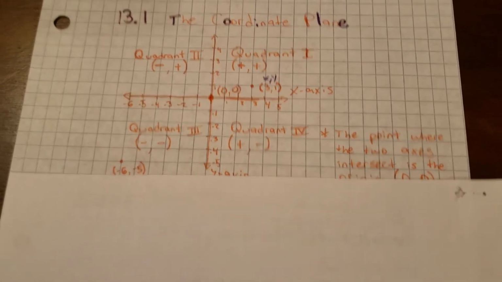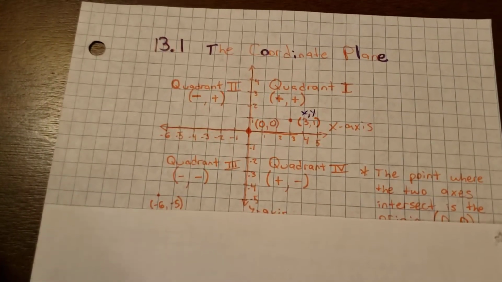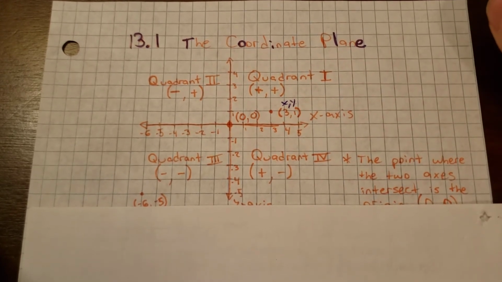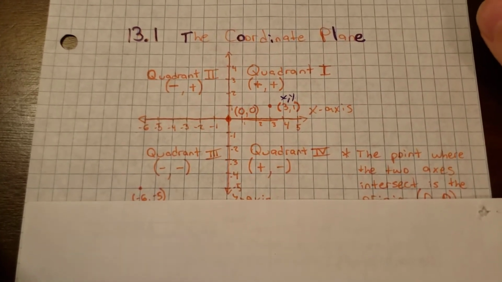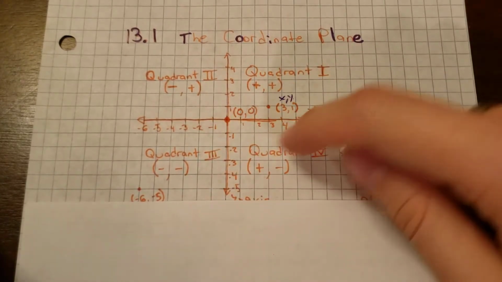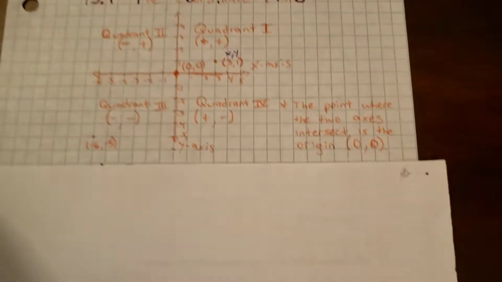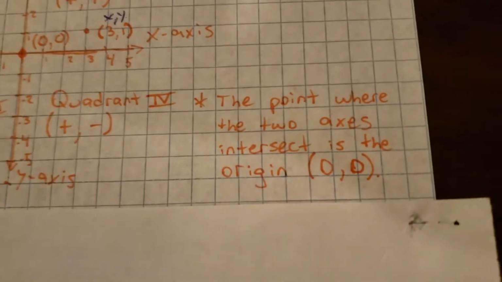Again, with the coordinate grid, we're trying to clarify. We're trying to organize information. We are going to want to graph data, and this is how we do it in an organized fashion. Now, an important point to know is right here.